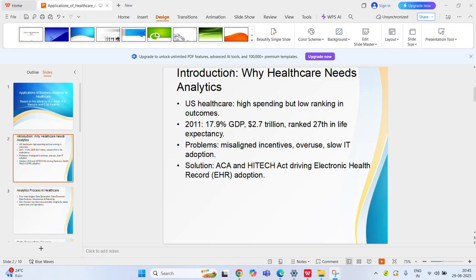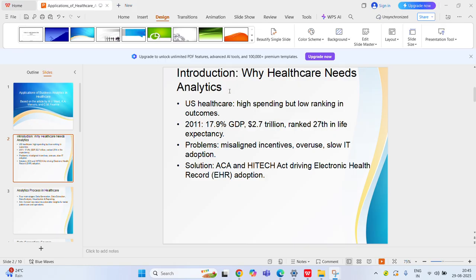According to the Organization for Economic Cooperation and Development, that's OECD, which ranks the performance of international healthcare systems, the United States ranked 27th in life expectancy at birth in 2009, despite having the highest proportion of GDP spent on healthcare. That's what the first two points mean here.